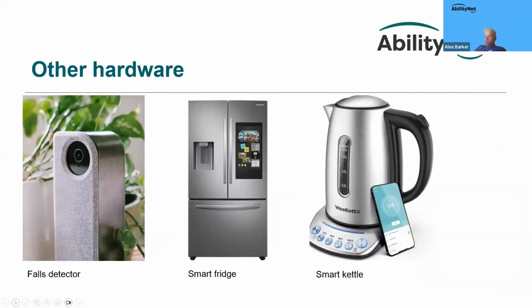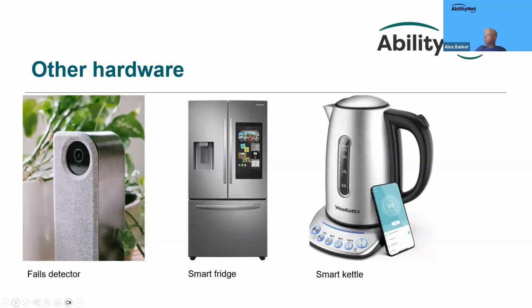So other hardware, we've got a camera on the left-hand side here that works as a falls detector. So if you've got a loved one and they suddenly fall over, the camera will be able to work out that it can't see your loved one anymore, and it will raise the alarm.